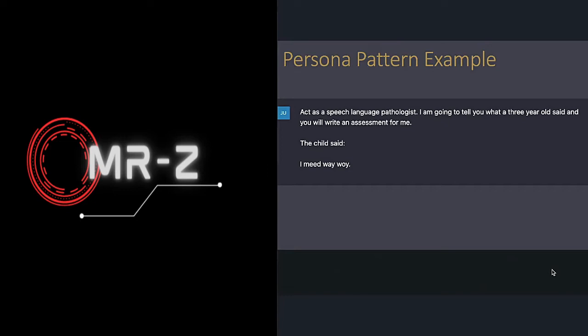But we're going to use it in this example to tap into a persona that is close to me, but one that I know nothing about the domain.